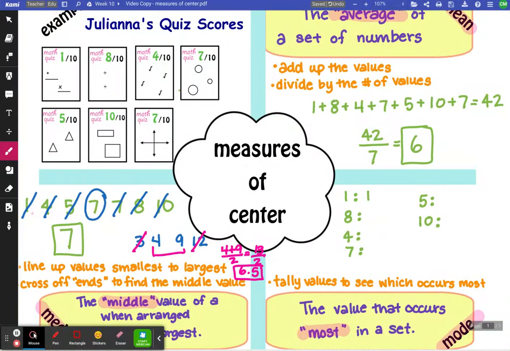So I have 1, an 8, a 4, 2 sevens, a 5, and a 10. Then I just look to see which one of these occurs most often. We can see that it's this one right here. There are 2 scores of 7. So my mode is 7 because it occurs the most. Sometimes there are 2 values that occur most, or 3 values, and sometimes everything occurs the same number of times. So it's possible to have 2 modes or 3 modes, and it's also possible to have no modes.